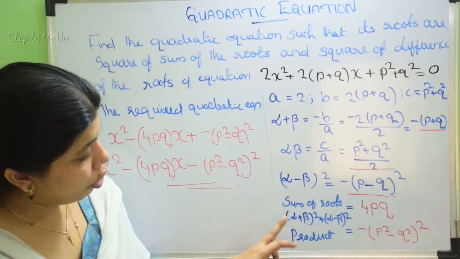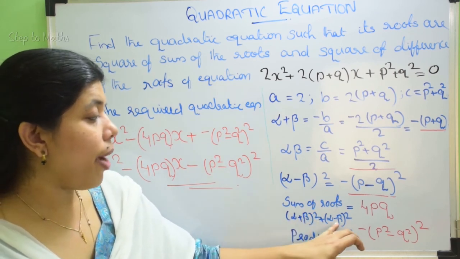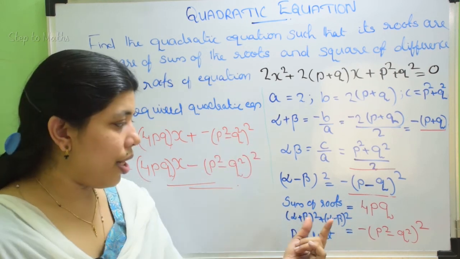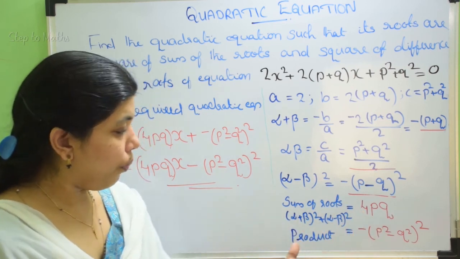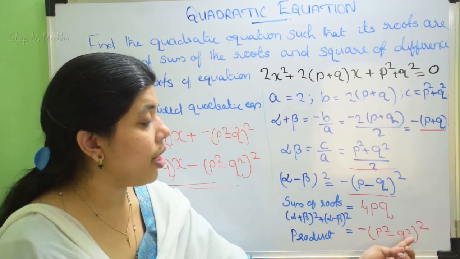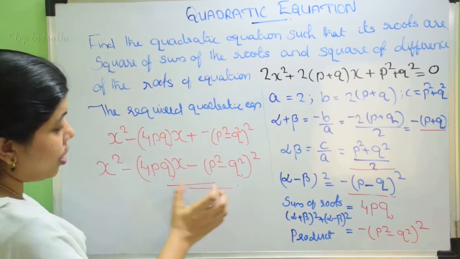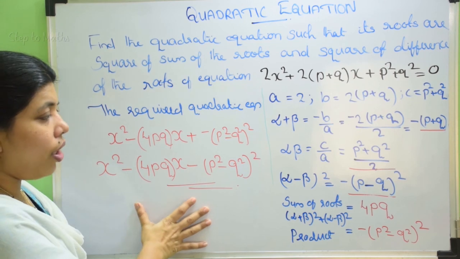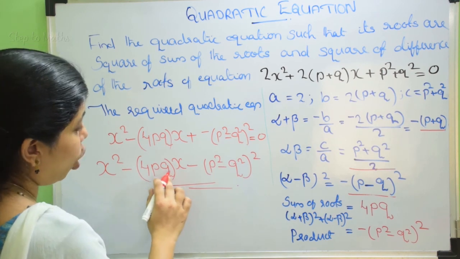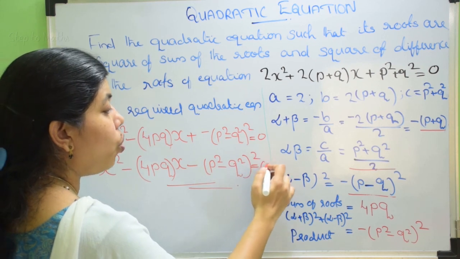Here alpha plus beta square and alpha minus beta square are the roots, then its sum is 4pq, and the product we find its value is minus of p square minus q square the whole square. Using those two values, we form our required quadratic equation: x square minus 4pqx minus p square minus q square whole square is equal to 0.